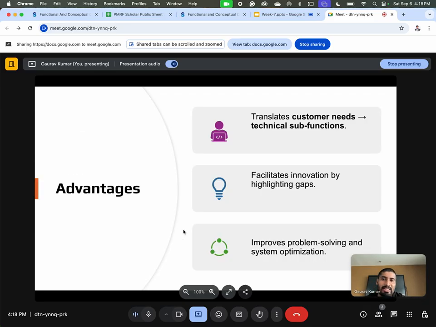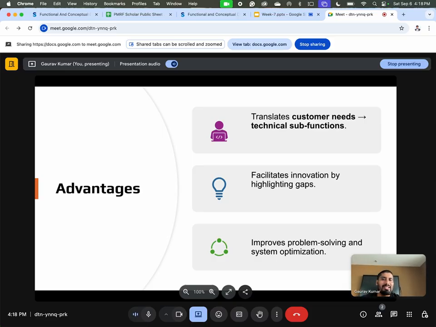So moving to the next one, which is advantages. So the flow method offers several advantages. First, it ensures the customer needs are systematically translated into technical sub-functions. Nothing is left vague and every requirement is linked to functional elements. So this systematic relation is vital in customer-driven design.